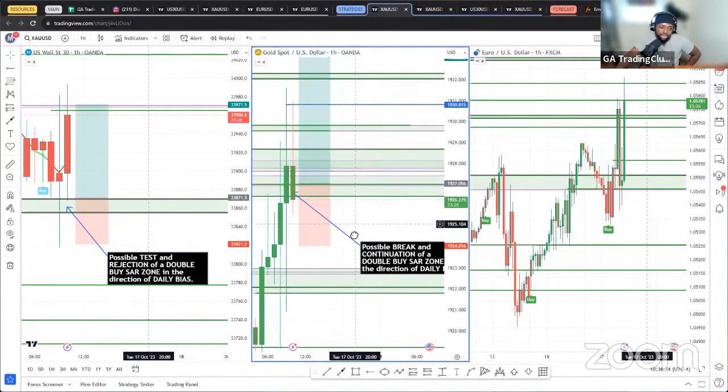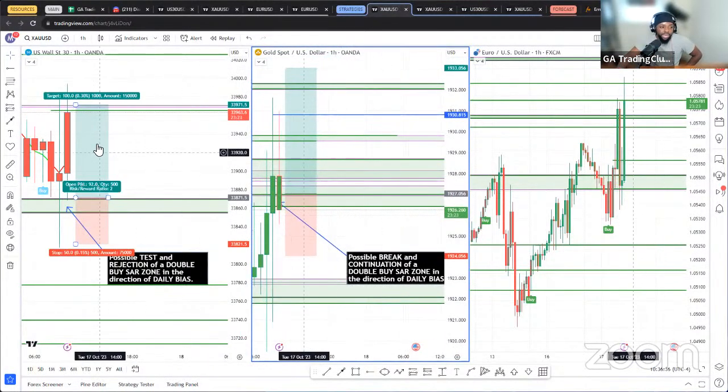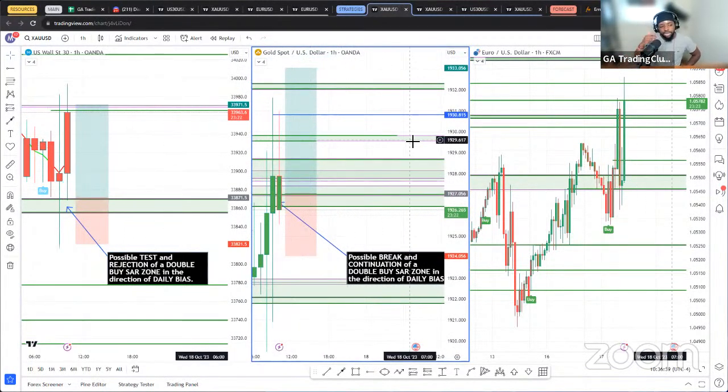If it does validate, just know I'm going to take them, but it has to validate next to the SAR level for me to enter instantly. If it validates away, then I have to wait for a retracement. If it does not validate at all, I am done with that trade and nothing else.